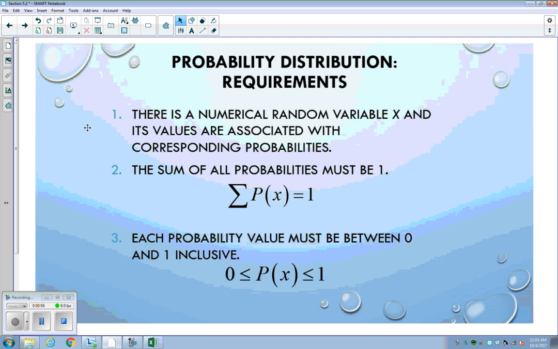So here's the key thing that we need to first check to see that I do have a probability distribution. There's 3 requirements to that. First, is it a numerical random variable? Is it numerical? We'll have some that aren't numerical, and we'll say, hey, that doesn't meet the requirements. The sum of all the probabilities, when you look at those tables, have to sum to 1. If they don't sum to 1, it's not a probability distribution.